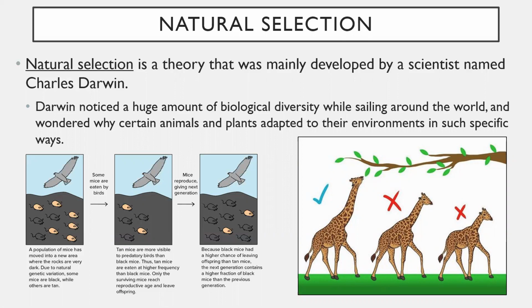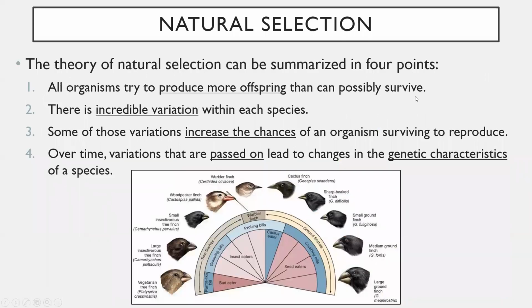Now, the picture on the right here with the giraffe, I think I have shown this one before. The idea with giraffes is over time, the giraffes with the longer necks were more likely to live long enough to reproduce. So therefore, the ones with the shorter necks were less likely, so that trait wasn't as likely to be passed on. So a longer neck in a giraffe was more likely to be passed on from one generation to the next. So the theory of natural selection can be summarized in 4 points.